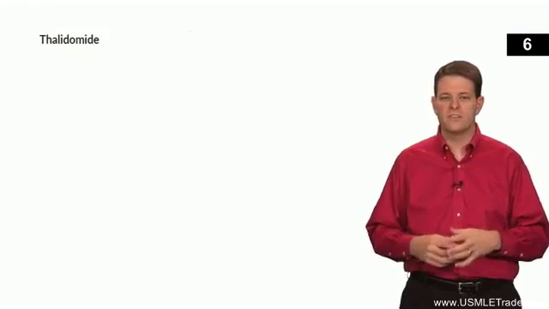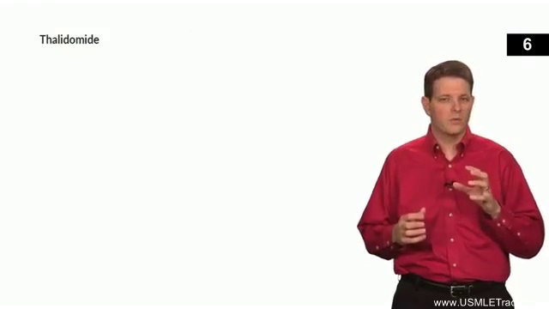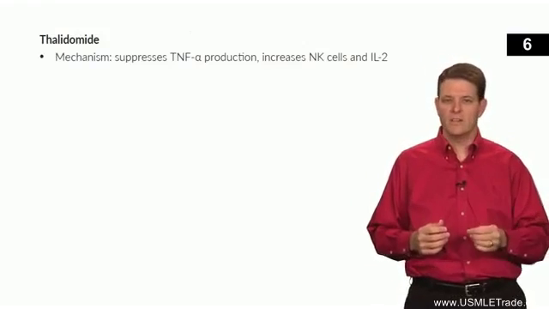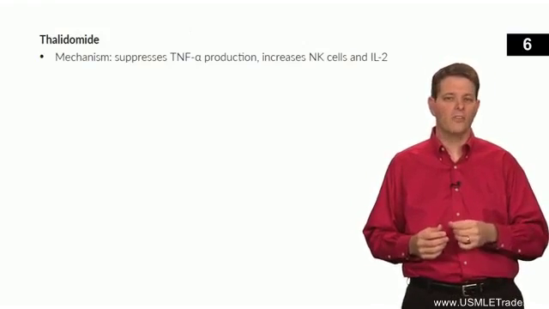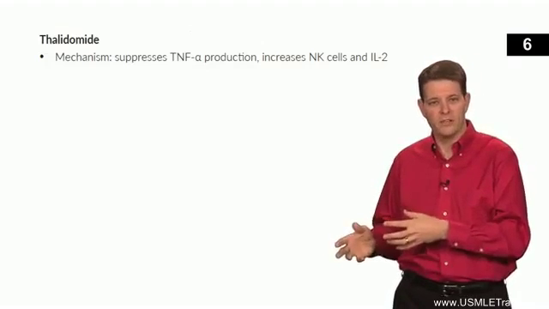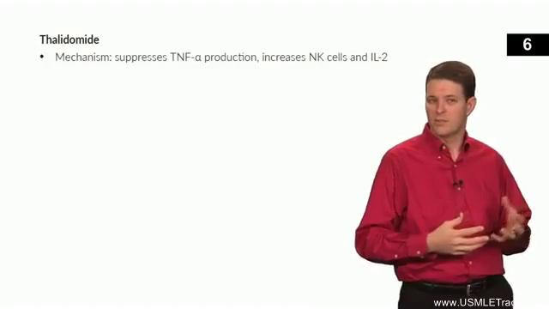Thalidomide is one of those drugs with several mechanisms of action, but the reason we're talking about it here is that it suppresses TNF-alpha production. It increases numbers of NK cells, and it also increases IL-2 production. So in some ways, it works like an immunosuppressant. In other ways, it actually stimulates the immune system.